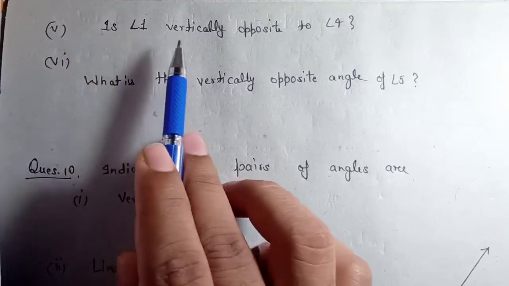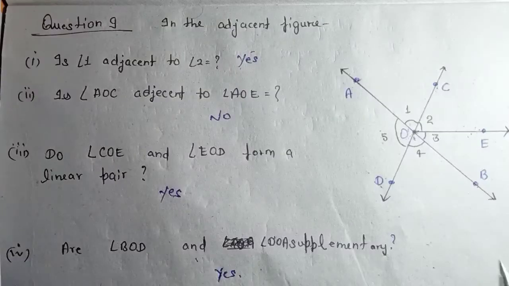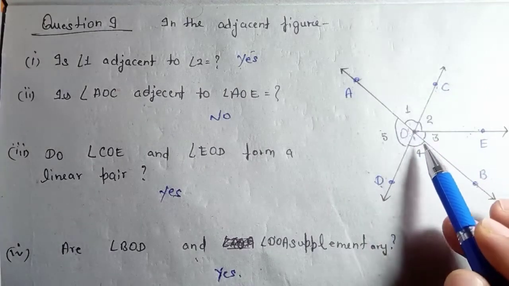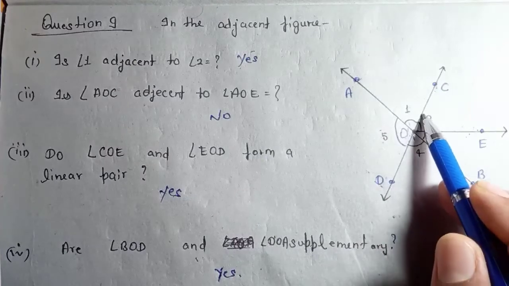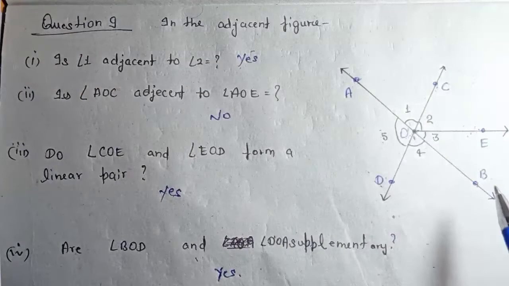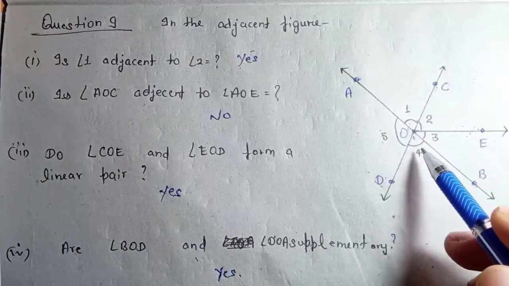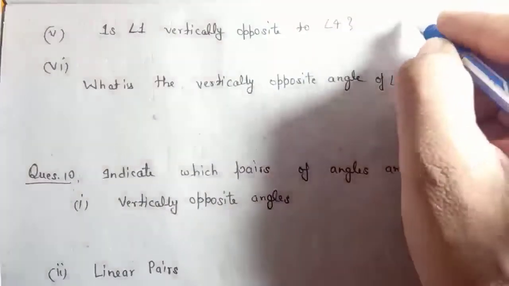Then we have the fifth part of the question. Is angle 1 vertically opposite to angle 4? And you can see angle 1 is vertically opposite to angle 4. Both these angles are formed by the CD and AB line segments, and angle 1 is equal to angle 4. They are both vertically opposite angles. So you can write yes.